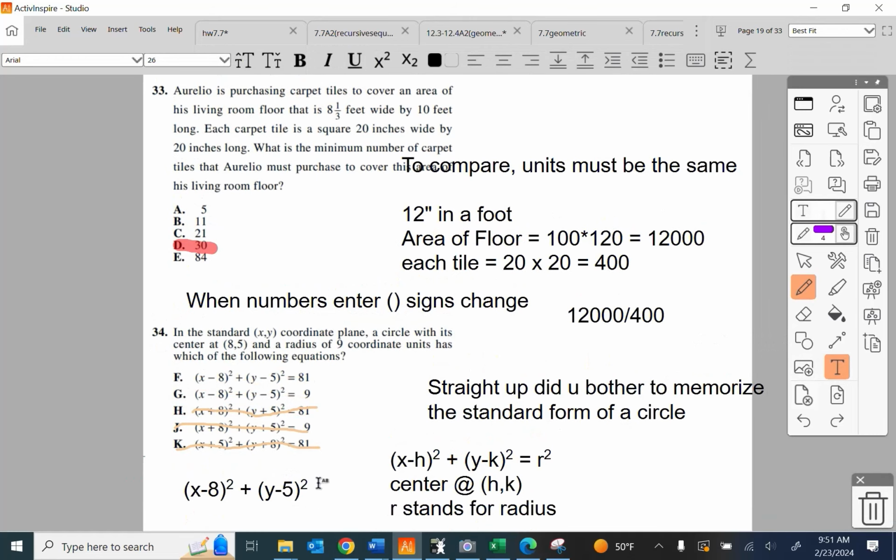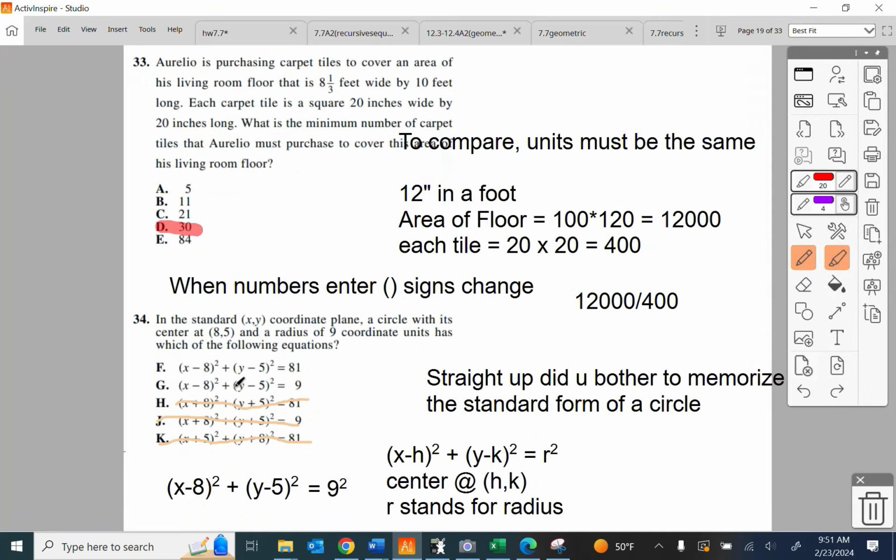Anyways, the radius is 9, so this has to equal 9 squared. So there you go. Choice G. Oops, sorry, not choice G. Choice F is the only logical answer.